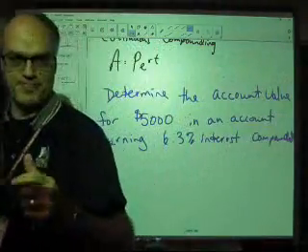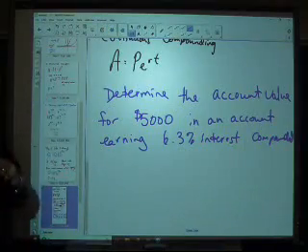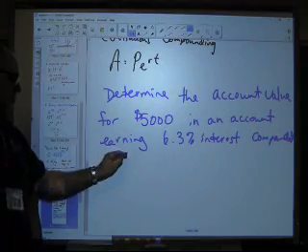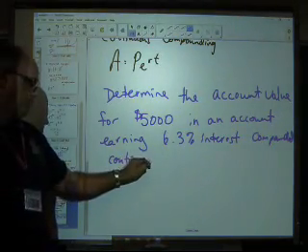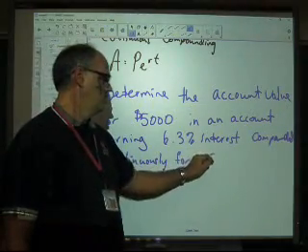Hey, let's focus a little bit. Let's determine the account value for $5,000 in an account earning 6.3% interest compounded continuously for 13 years.